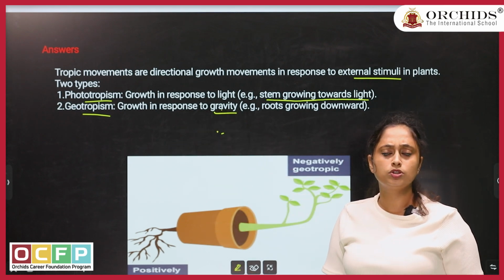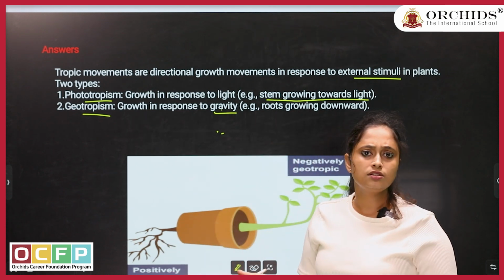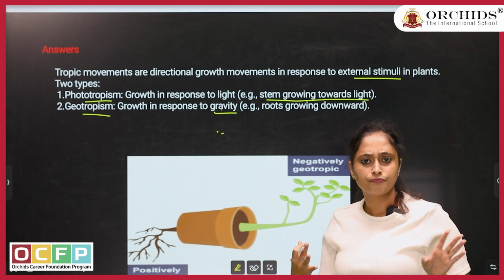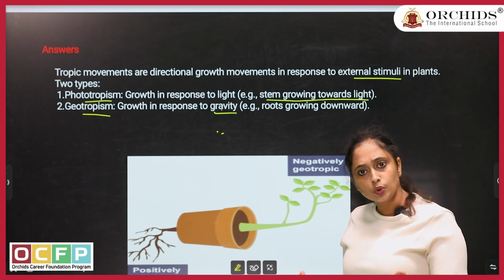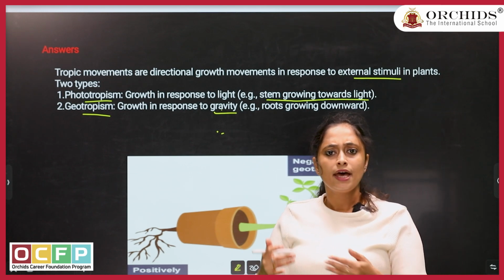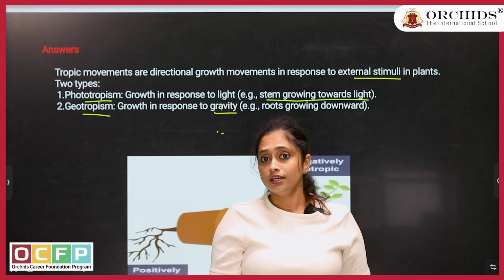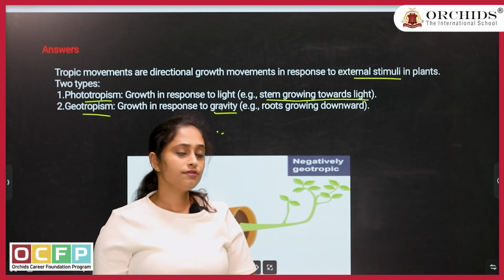In geotropism you can also mention positive geotropism and negative geotropism. Positive geotropism means any part which is growing or moving in the direction of gravity, that is the root. So the root is showing positive geotropism. And which part will be going in the opposite direction of gravity? It will be the stem, right? So the stem is showing negative geotropism.